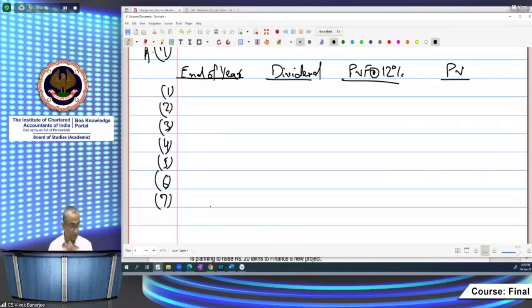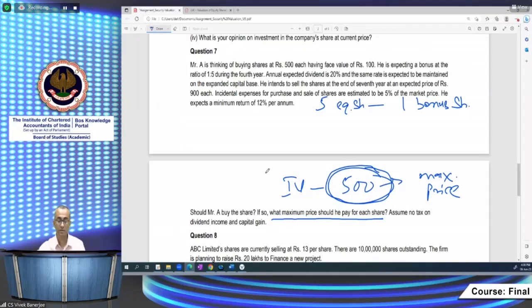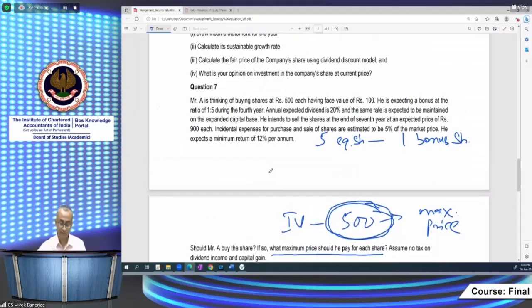Now, no figure of dividend is given in the question, but you can very well calculate the amount of dividend from whatever information is there in the question. Here in the question, if you see, it is given that face value is rupees 100. Let us see this question again. The face value is 100.